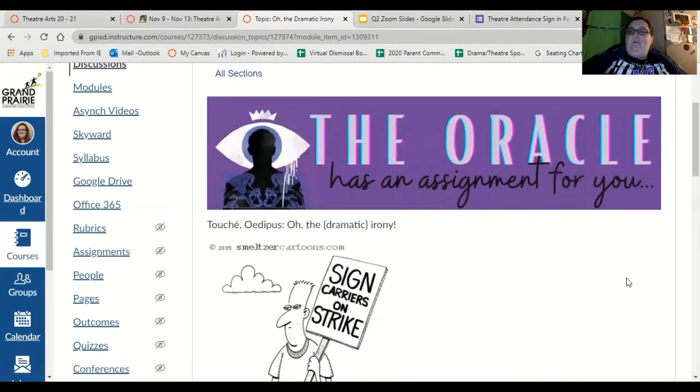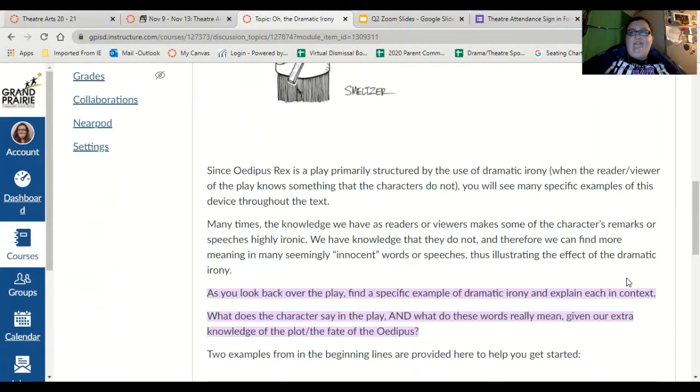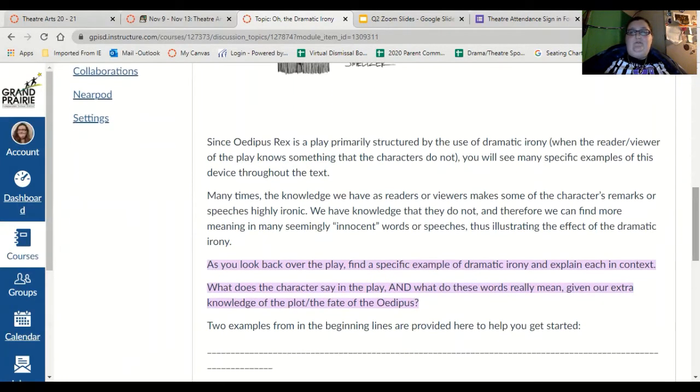Let's talk about some more dramatic irony. So this entire play is full of dramatic irony. At the very beginning, I think in episode 2, we learned the ending. We foreshadowed the ending when we had an aside where we turned and spoke directly to the audience. So as you look back over the play, I would like you to find some specific examples of dramatic irony. And this can be in any episode, episodes 1 through 12. And I want you to explain the dramatic irony in the context of the play.